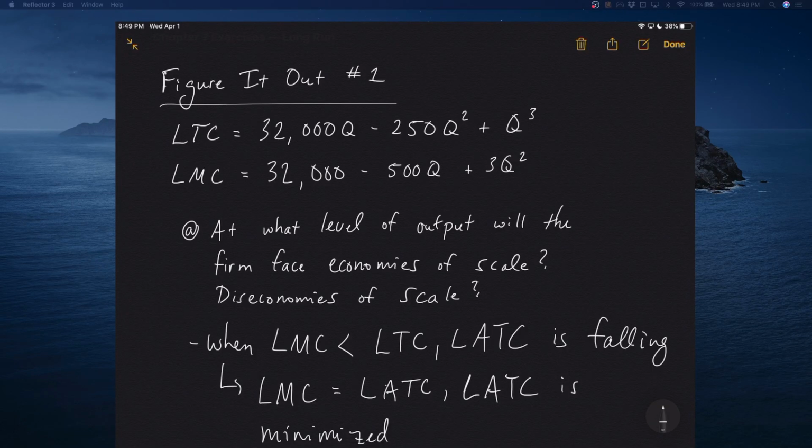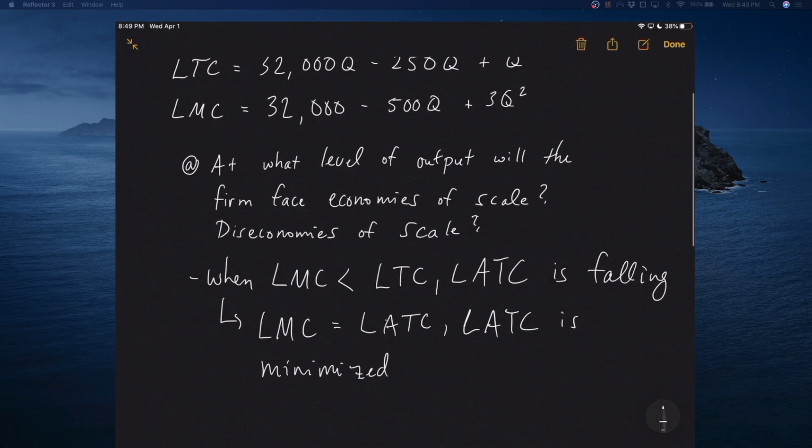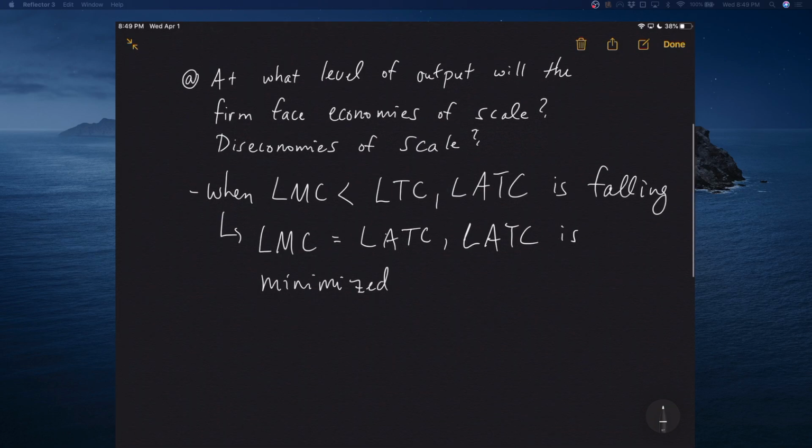Okay, so in the first Figure It Out problem for chapter 7, we're given two things. We're given the long run total cost function and the long run marginal cost function. And then the question asks, at what level of output will the firm face economies of scale? And at what level of output will the firm face diseconomies of scale? We have to think back to the long run cost curves to figure this out.